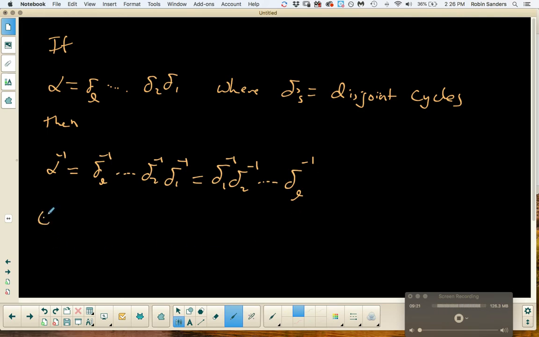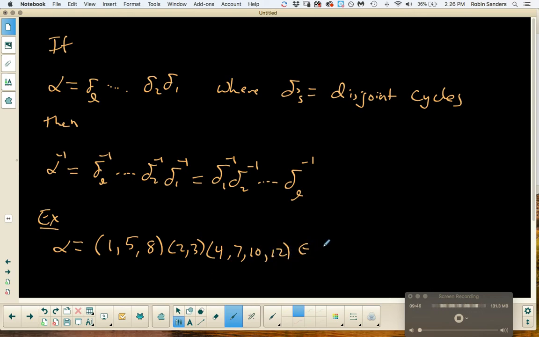So just as a real quick example, if I have alpha equal to, say, 1 goes to 5 goes to 8, and then 2 goes to 3, and 4 goes to 7 goes to 10 goes to 12, and this is living inside S12, well, first of all, it's important to realize that this is disjoint. No symbol appears in more than one of these.